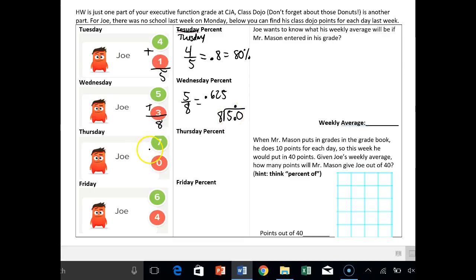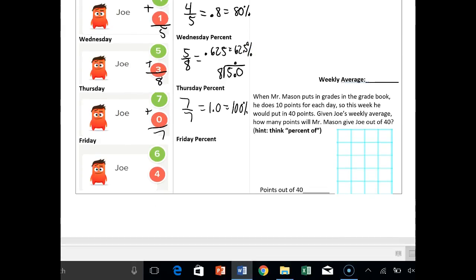On Thursday, he had a total of 7 out of 7, so obviously that day he got a 1.0, otherwise known as 100%. Oh, sorry, on the previous day he was at a 62.5%. And then on Friday, out of a total of 10 points, he had a rough day. He was 6 positive, so 6 out of 10 is obviously 0.6 or 60%.